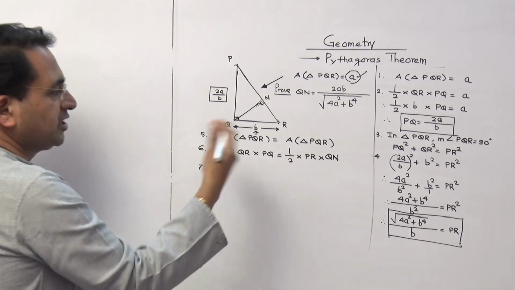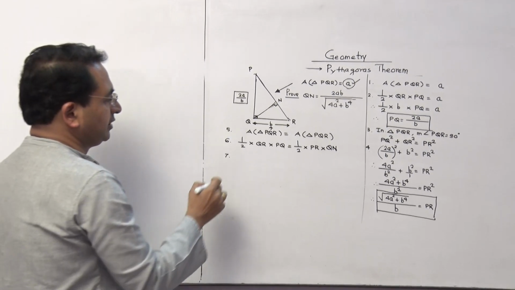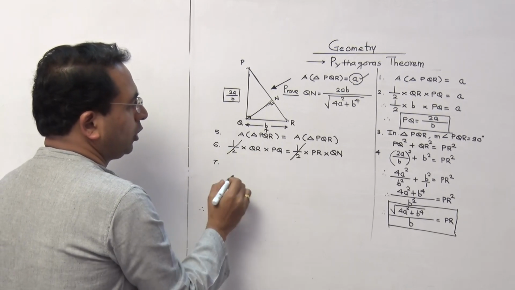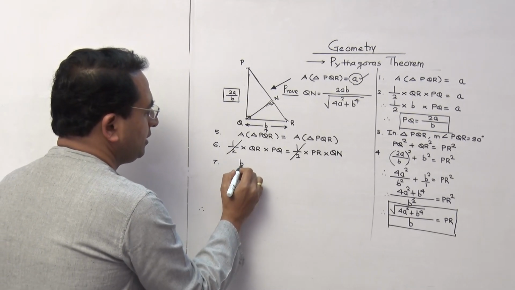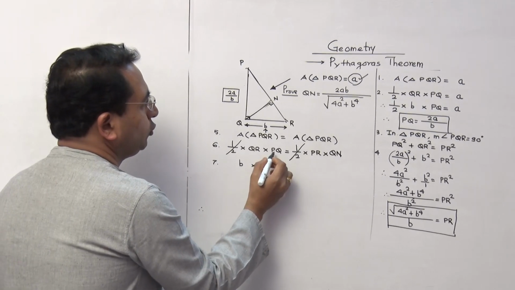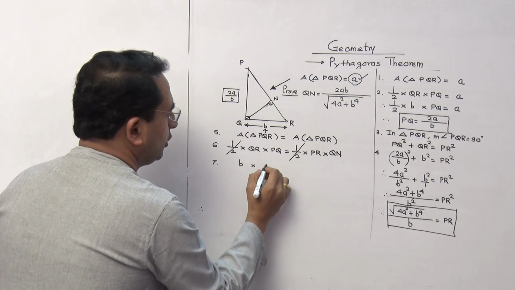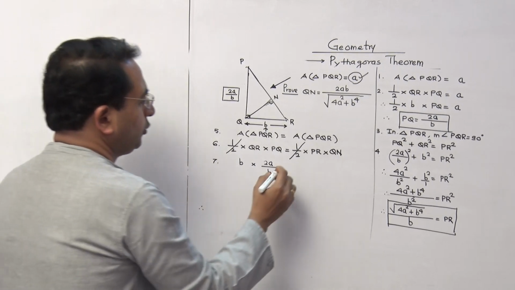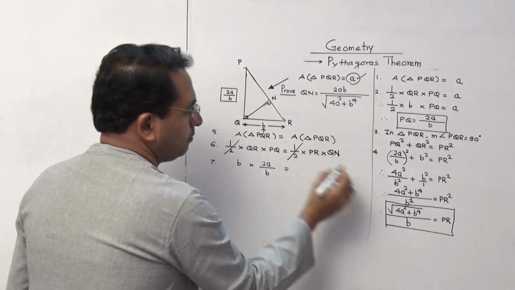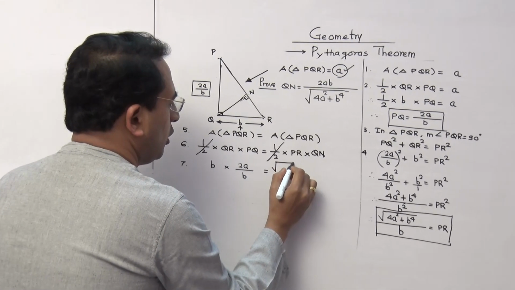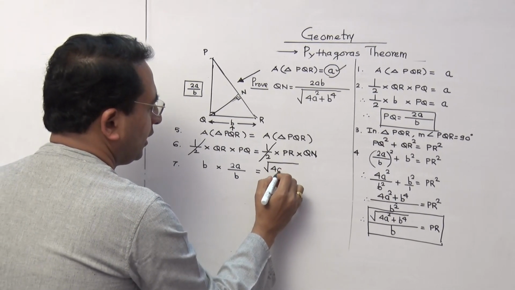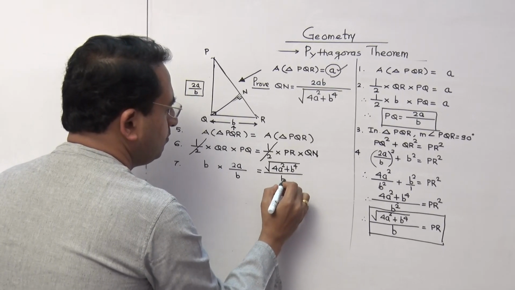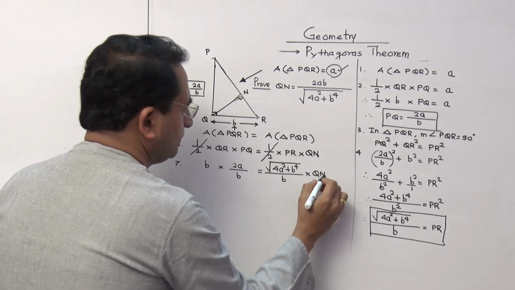Now what should we write? Reason as 1 upon 2 base into height. Now what will get cancelled? This half will get cancelled from both ends. Now QR. QR is known to you or not? That is b multiplied by PQ. PQ is nothing but what? 2a upon b. Correct? That is equal to, what will come here? PR. PR is also calculated. Square root of 4a square plus b raised to 4, whole thing divided by b, multiplied by QN.